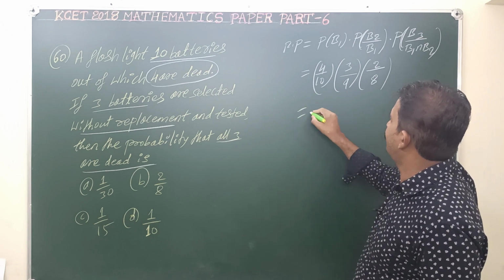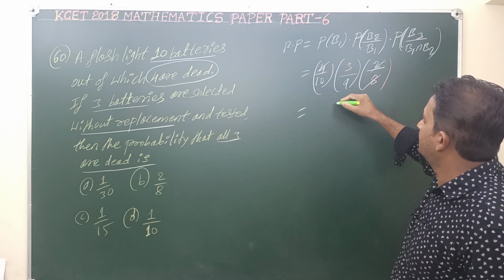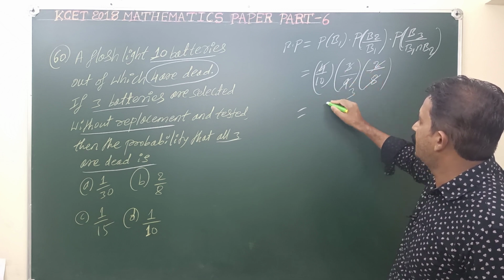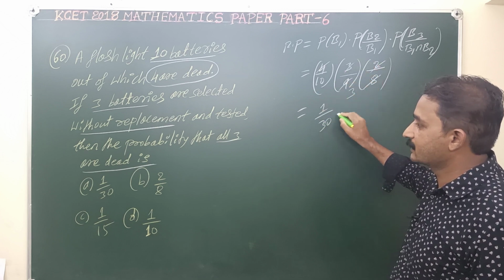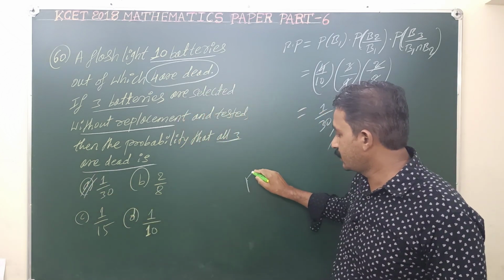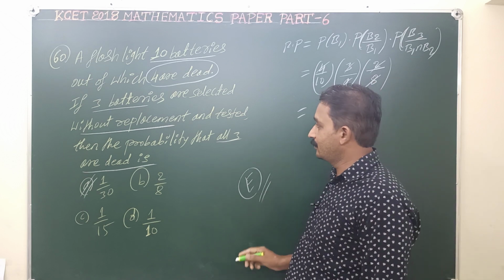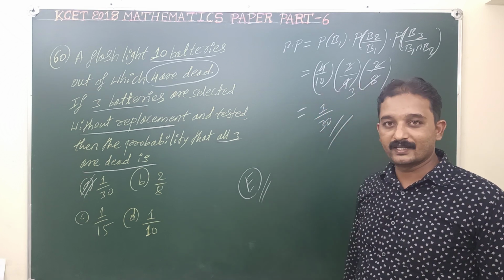So simplify this, we get the required answer. 2 4s are 4, 4 cancel, 3 1s are 3, 3 3s are 1 by 30 is the correct answer. In this case option A is correct. So this is also an easy question. It is same as question number 59. So all the students solve this question easily. Take down.